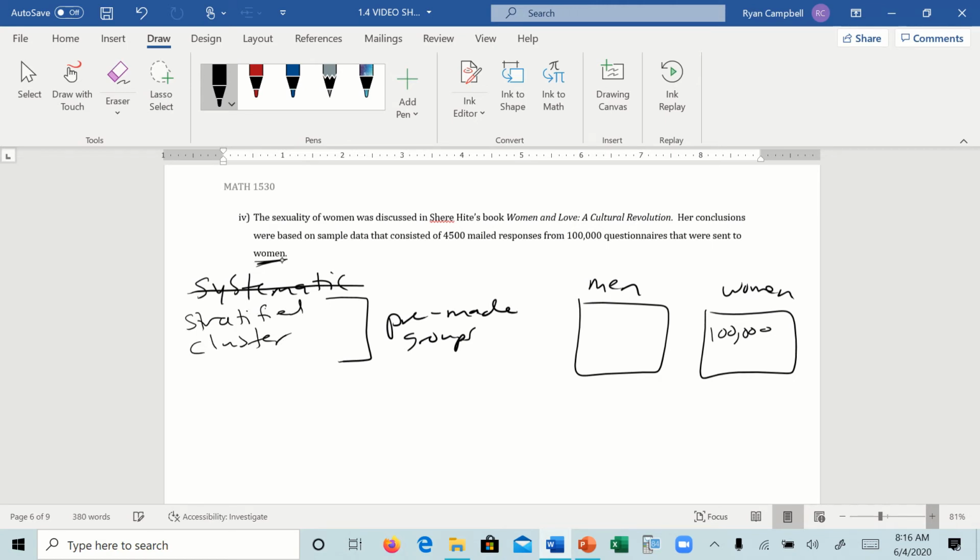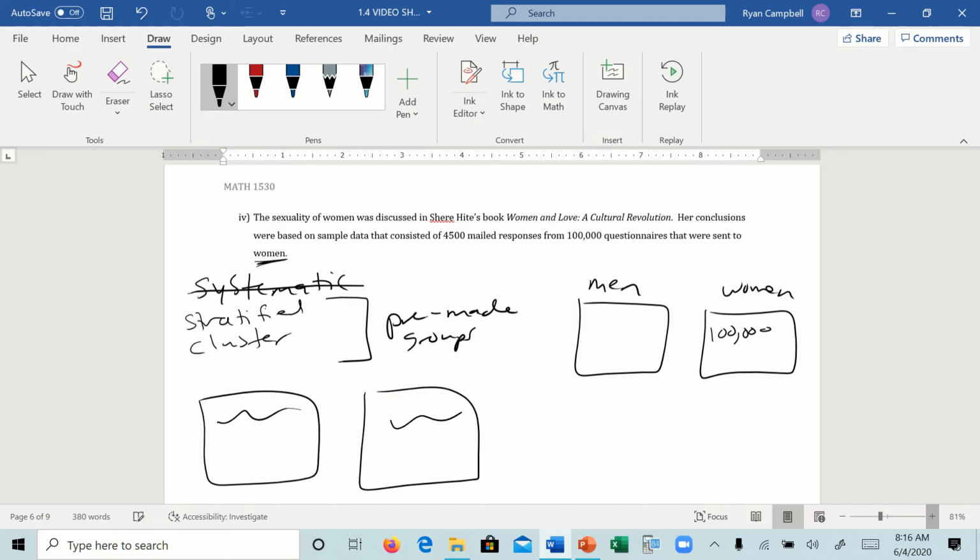What does stratified mean? Stratified means that you take some from everybody. Is that what's happening here? No, right? You don't take any from men. So then cluster. What is cluster? Remember, cluster is that you take everybody from one of the groups. That's what's happening. Well, there's not 100,000 women in the world, right? So neither one of these is happening.